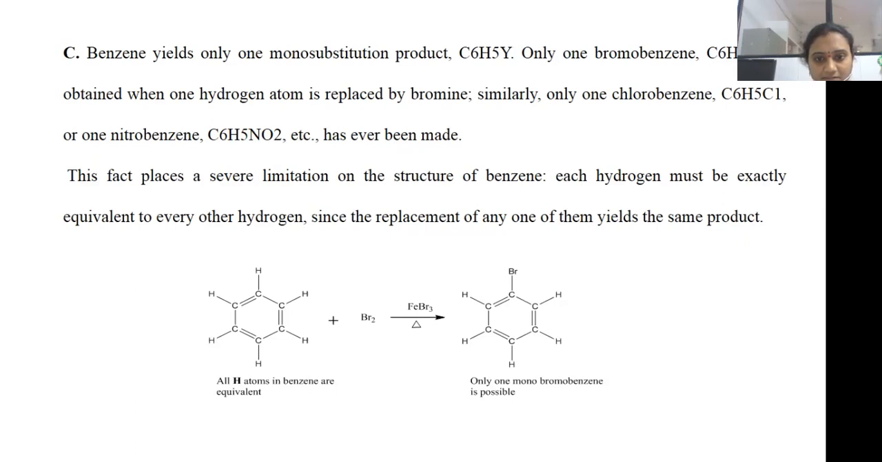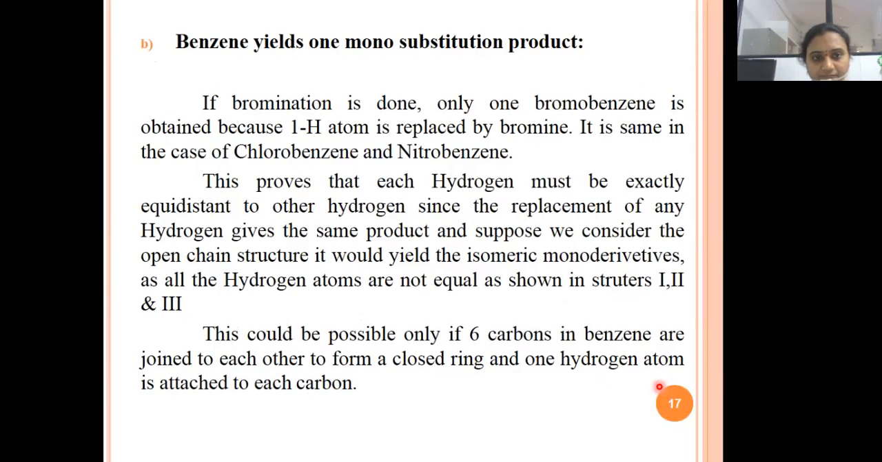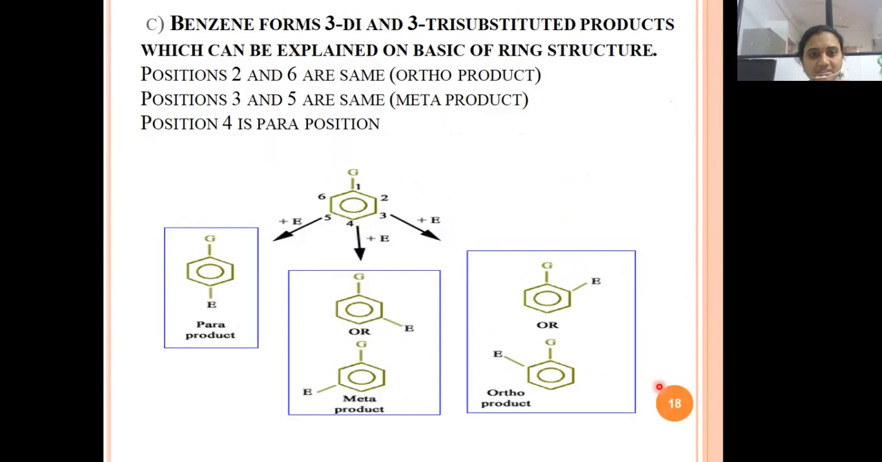So next, benzene forms three di- and three tri-substituted products, which can be explained on the basis of the ring structure. See here, 2, 6, 3, 5, these are the same positions, also called ortho positions. The product we will get is known as the ortho product. This is the meta position and this is the para position. So position 4 is the para position. Para product, meta product, ortho product.